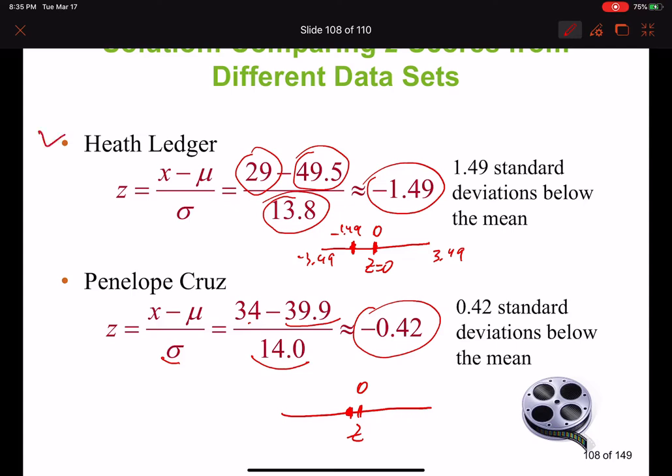Comparing Heath Ledger to Penelope Cruz, we can say that Heath Ledger got the Oscar at a much younger age compared to other men who got the Oscar, whereas Penelope Cruz got hers slightly earlier, at a younger age than the average of women, because negative 0.42 is only a little bit below our average. That's the comparison of these scores you can figure out.